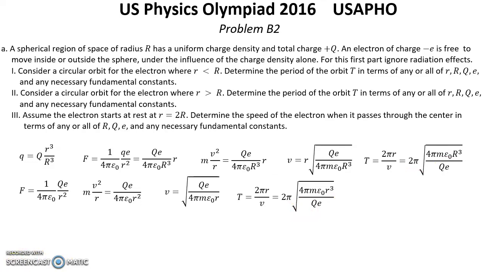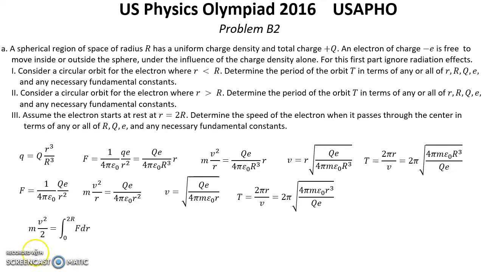Question 3. Assume the electron starts at rest at r equal to big R. Determine the speed of the electron when it passes through the center in terms of any or all fundamental constants. Here we just need to integrate along the path, because we know the force.